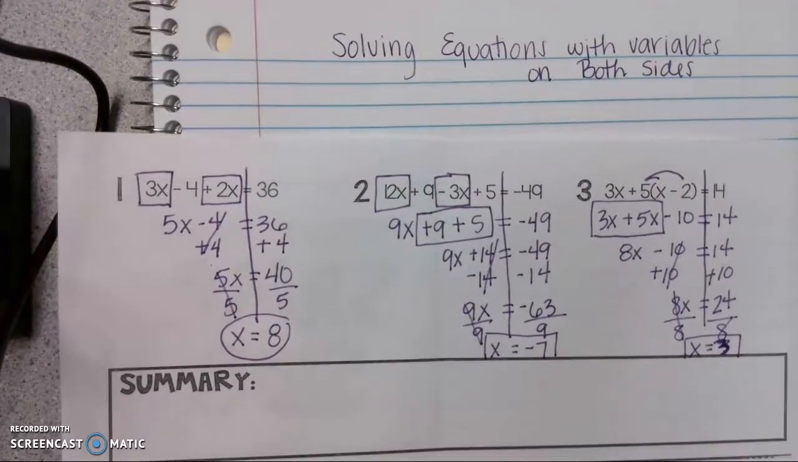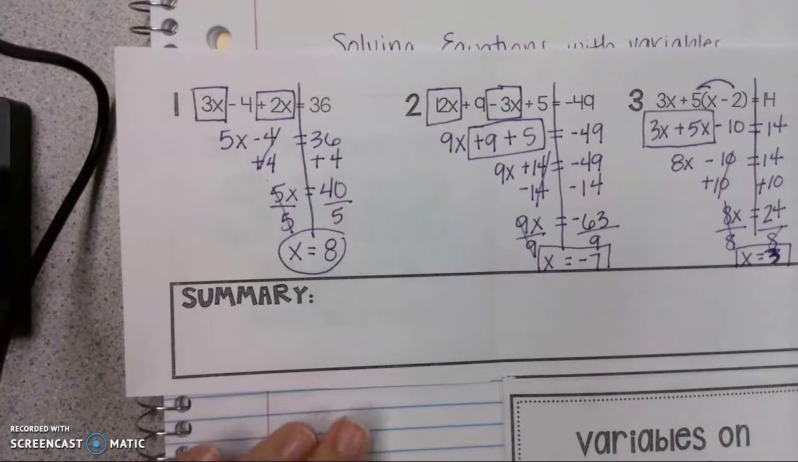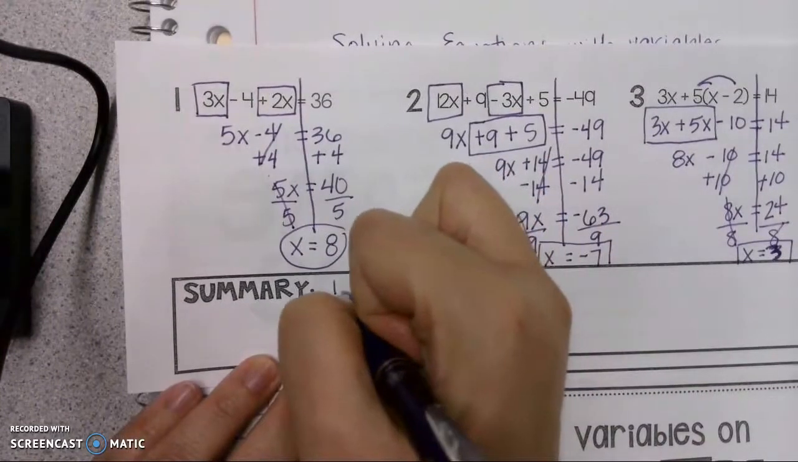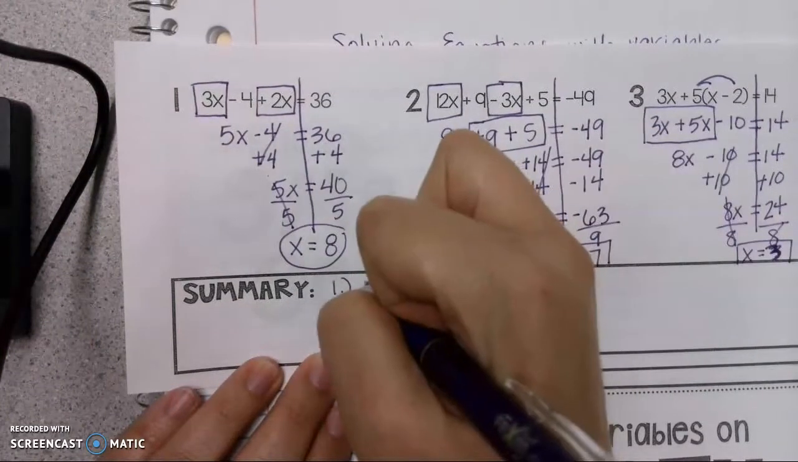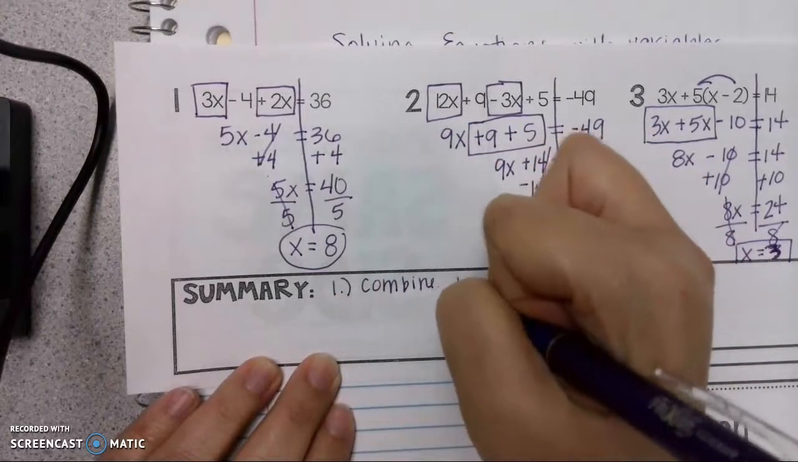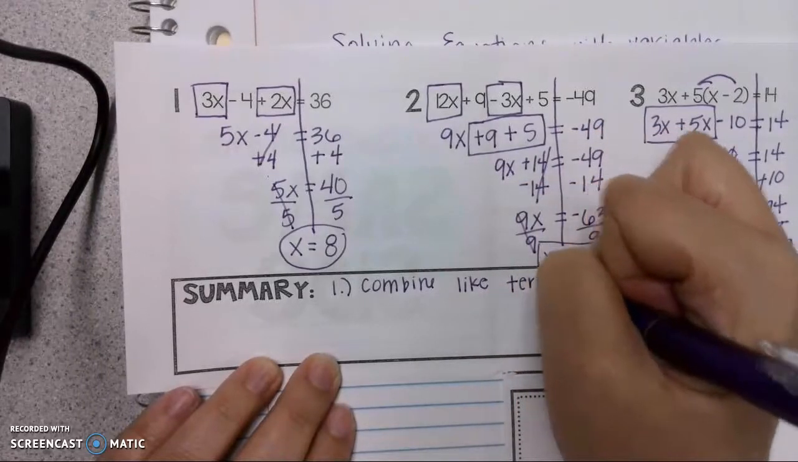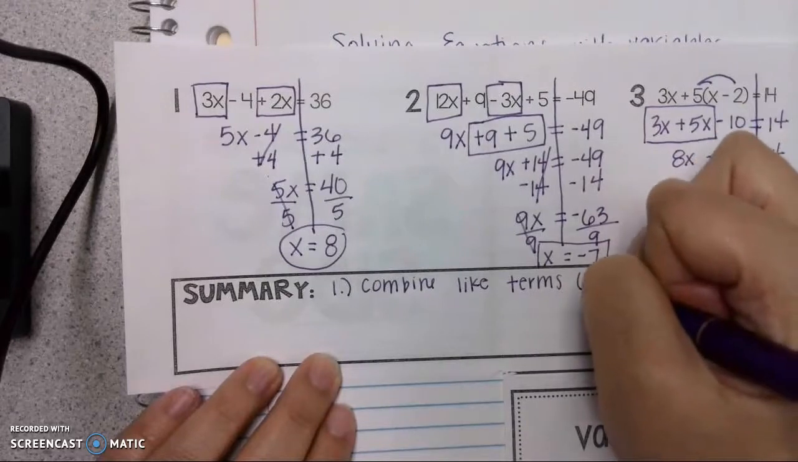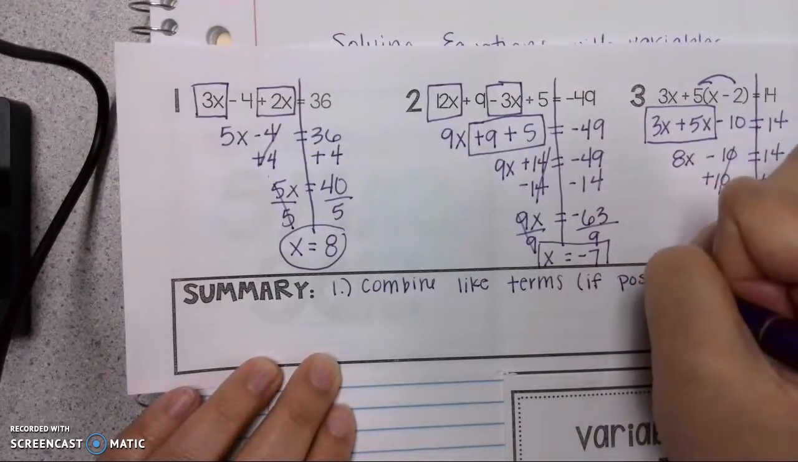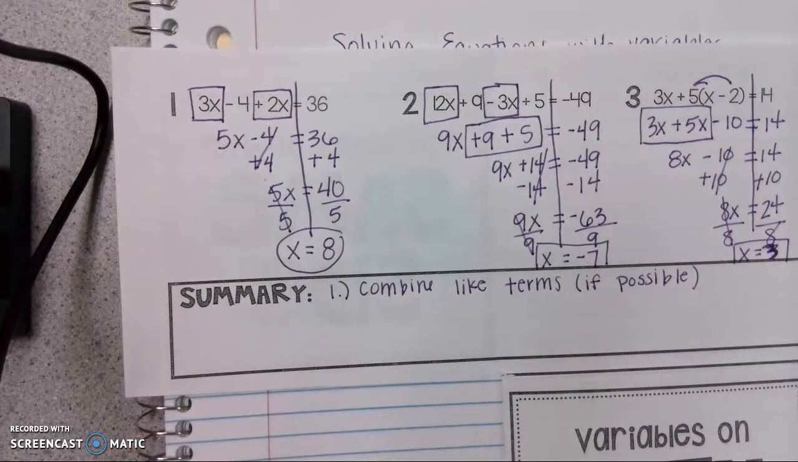Awesome. So that was just a review to get us started for today. We're going to fill in this summary part by writing our steps down there. So our first step is always combine like terms. Combine like terms, that includes the distributive property. If you can distribute, always want to do that as well in this first step. So your first step is to combine like terms. It's not always possible, but it is most of the time.